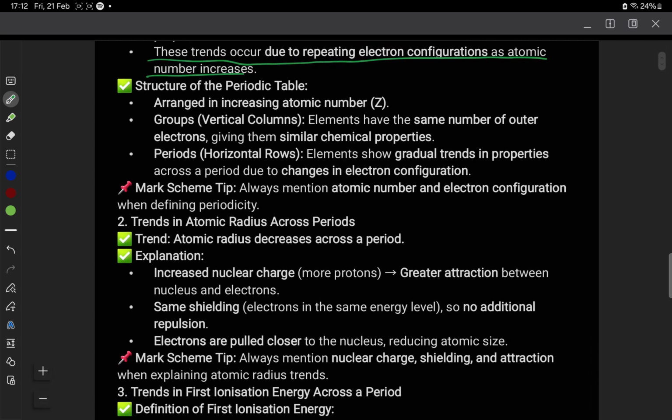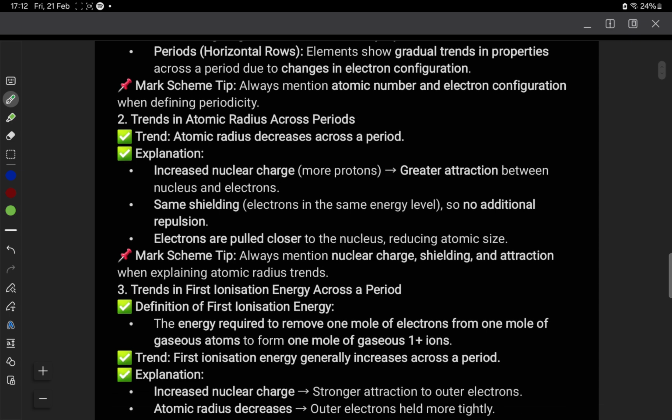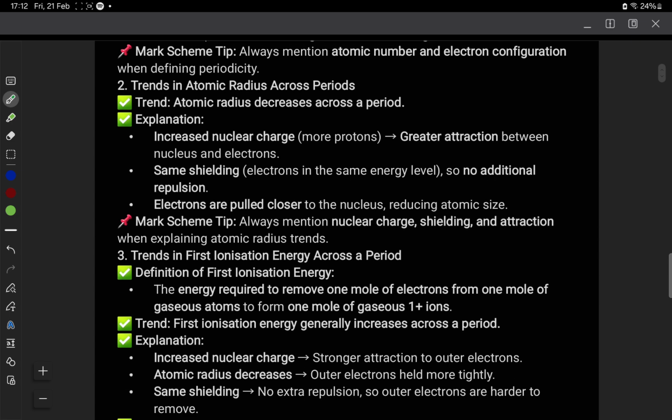So now let's break down these trends one by one. Okay, so first of all, we have the atomic radius. Does size really matter? Yes, size matters, at least when it comes to atoms. Moving from left to right across a period, atomic radius decreases. Why? Because more protons in the nucleus means stronger attraction, pulling outer electrons closer.